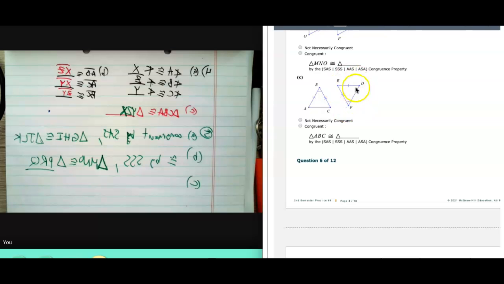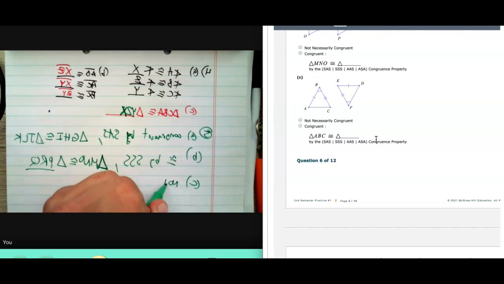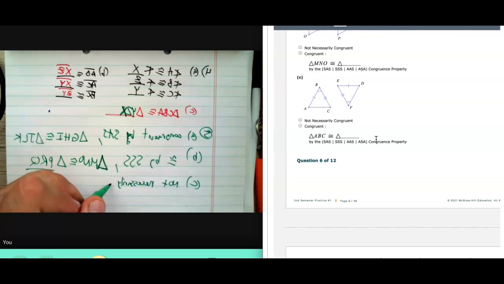Even if you look at this DEF, it's angle side side, and angle side side doesn't prove 2 triangles are congruent, at least not always, so we wouldn't be able to use it. C is a not necessarily congruent one, because the 2 triangles don't have a common theorem like modeled there. Not necessarily congruent. Off to number 6.